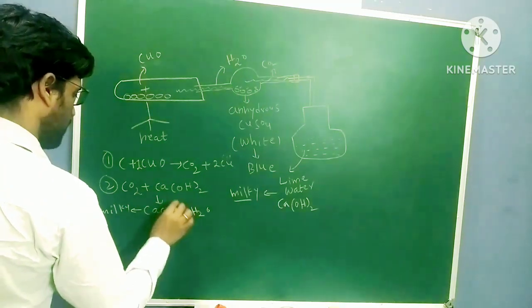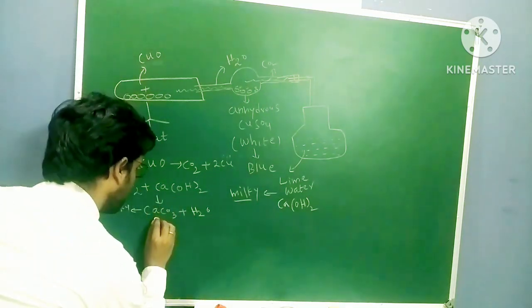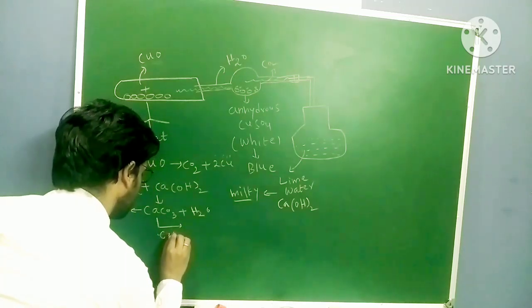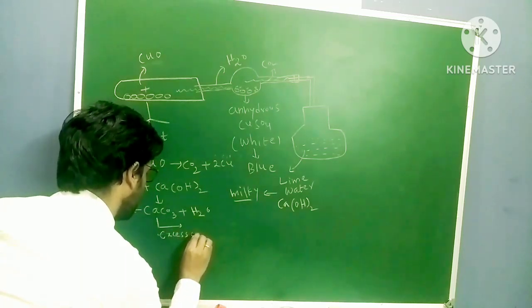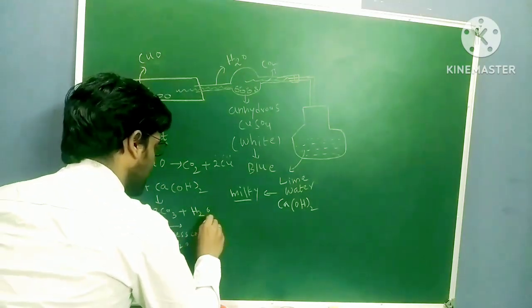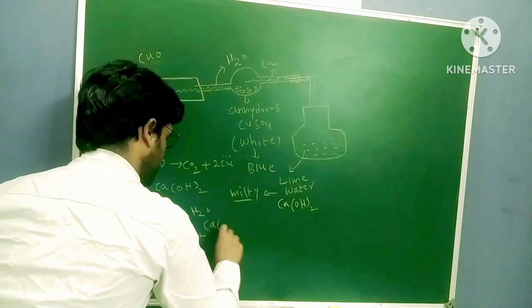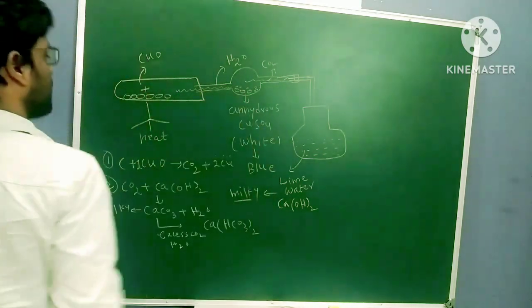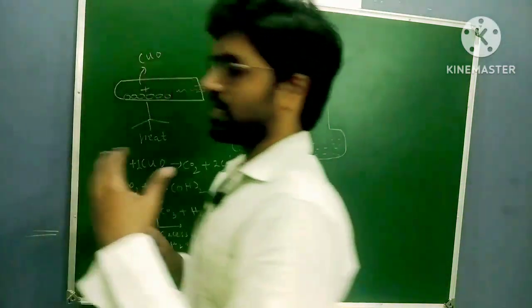When this calcium carbonate is reacting with excess carbon dioxide and water, this will give you calcium bicarbonate, Ca(HCO3)2. Okay, again I'm repeating the whole experiment.